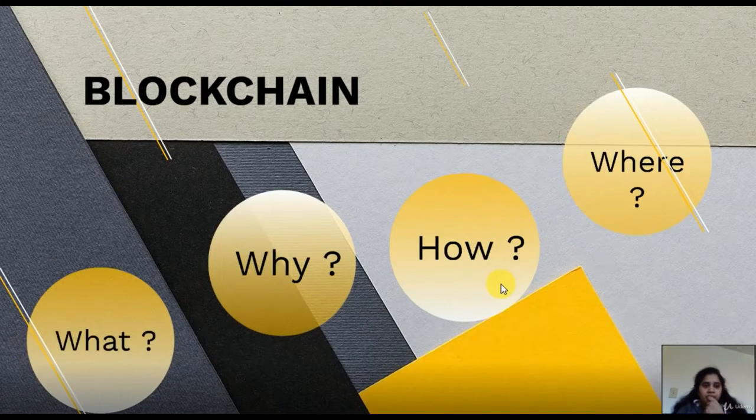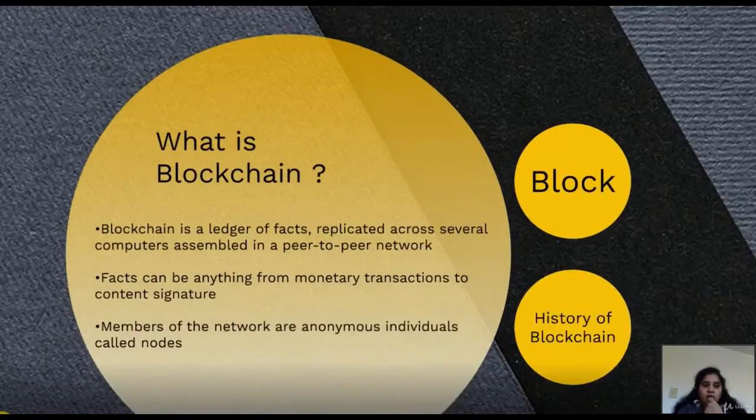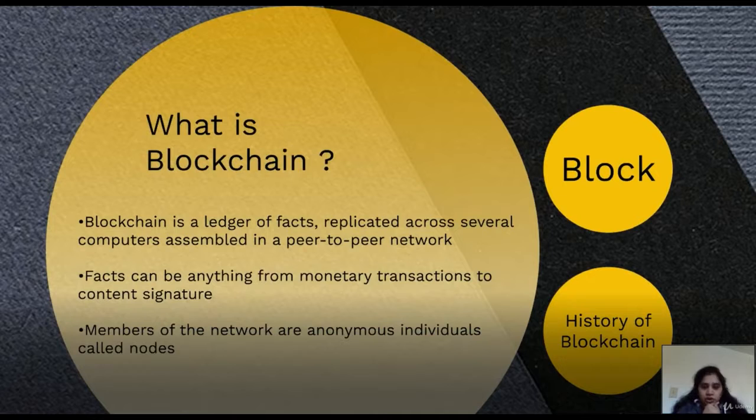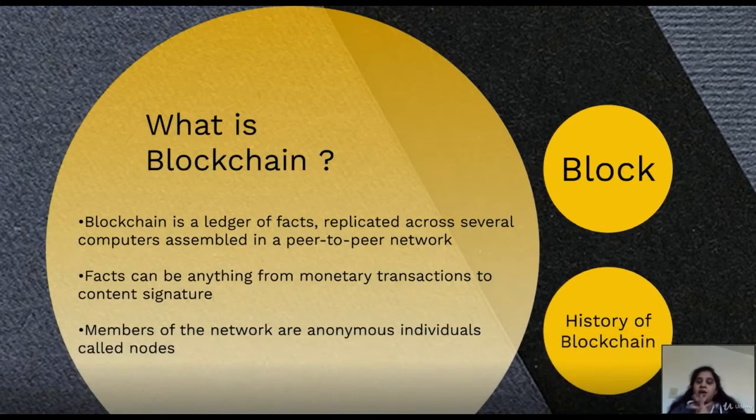So the first thing we are going to see is what the blockchain is. The blockchain is the ledger of facts replicated across several computers assembled in a peer-to-peer network. What does it mean by the ledger of facts? It means that we are making a ledger, a bookkeeping of all the transactions.